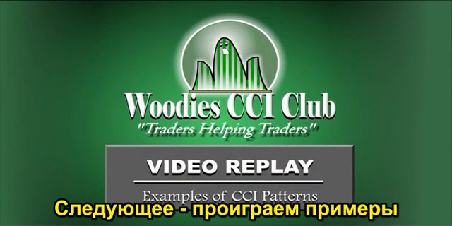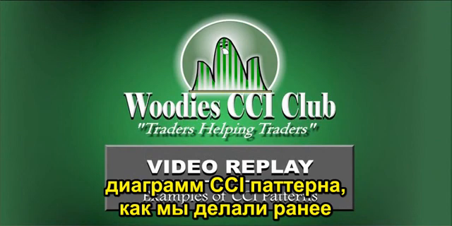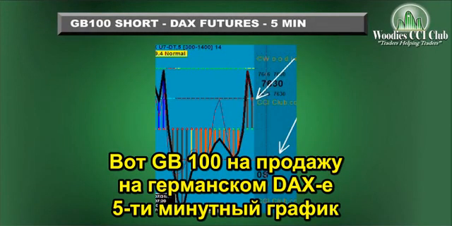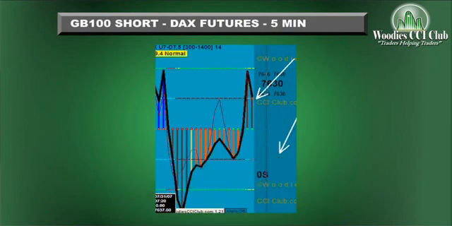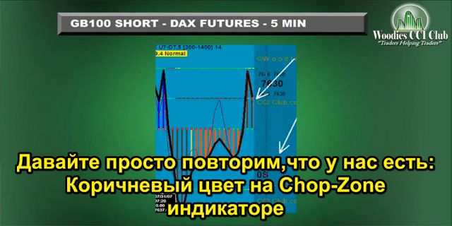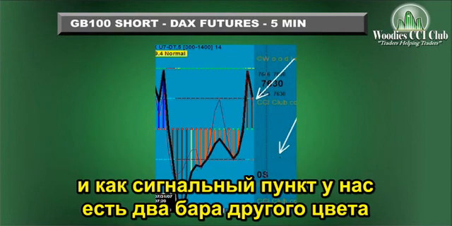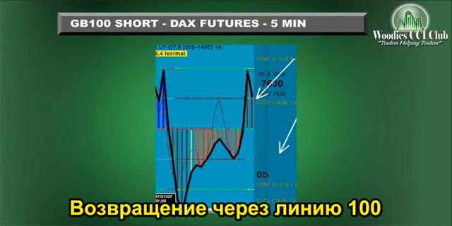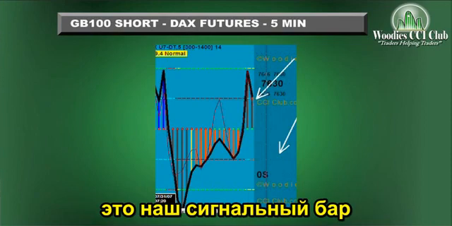Okay, next I'm going to have replay examples of the CCI pattern on the chart like we did prior. And here is a GB100 short on the German DAX 5-minute. Again, let's just recap what we had. We had solid brown on the chop zone indicator. At the trigger point, we had 2 bars of color. Coming back through the 100 is our trigger bar.